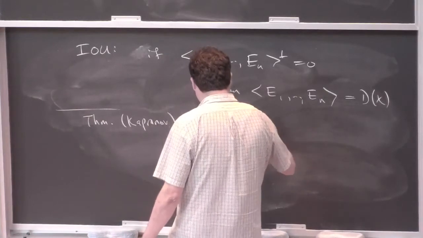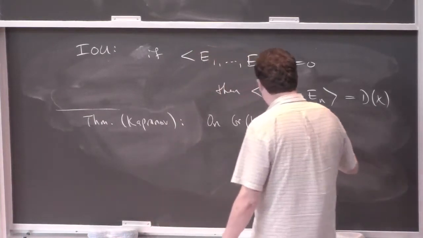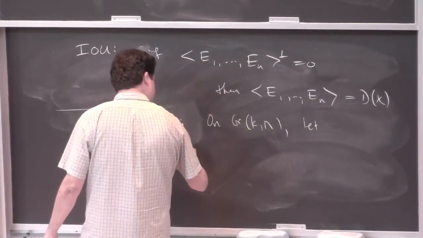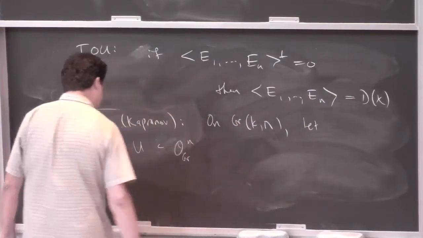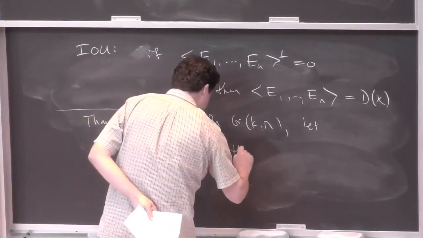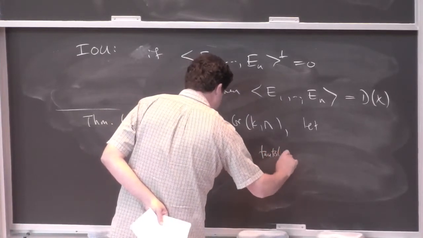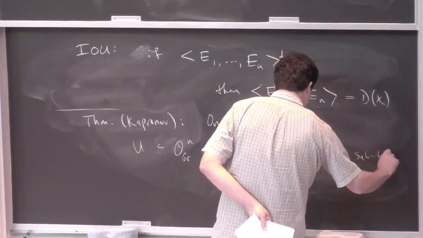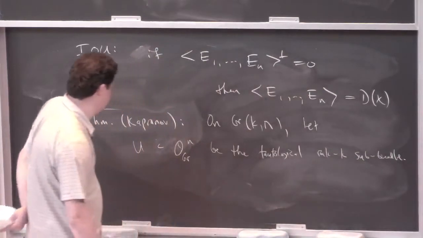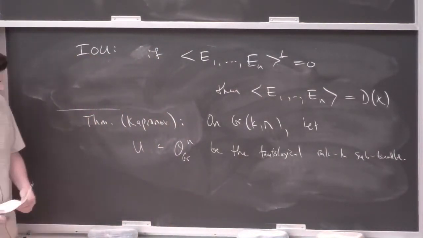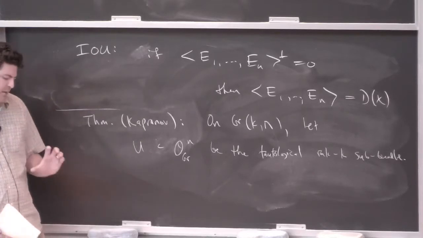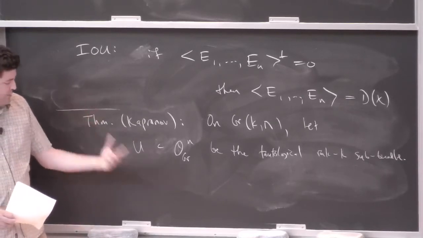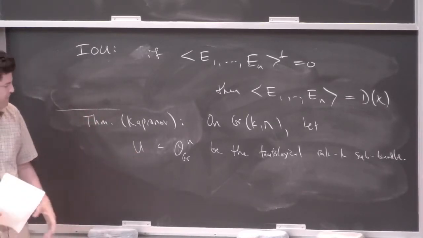On the Grassmannian G(k,n), let U inside of O of the Grassmannian to the n be the tautological rank k subbundle. So it's the bundle that at a point of the Grassmannian gives you the subspace of k^n that point parameterizes. If you're in projective space, U is just O(-1).